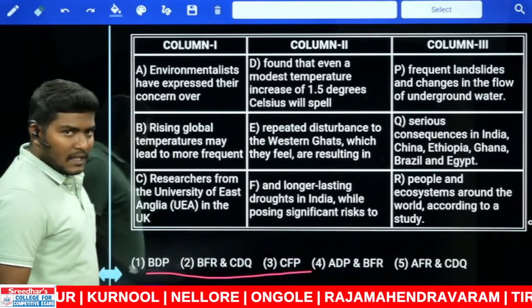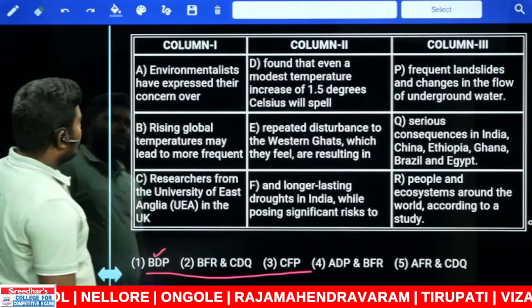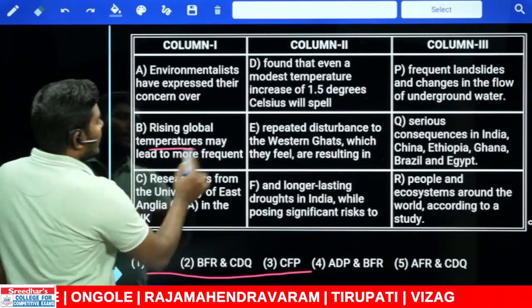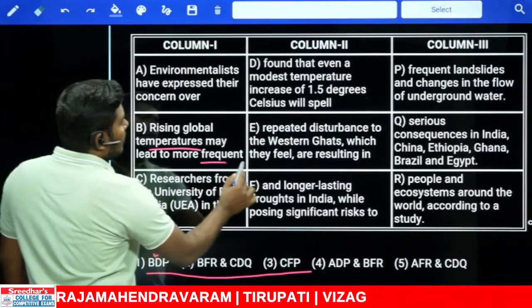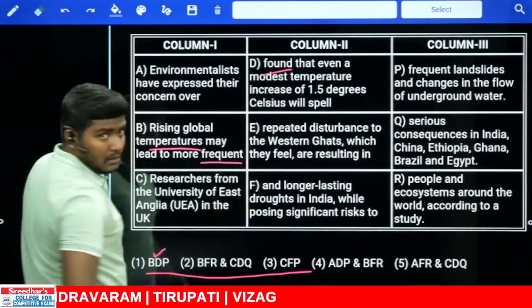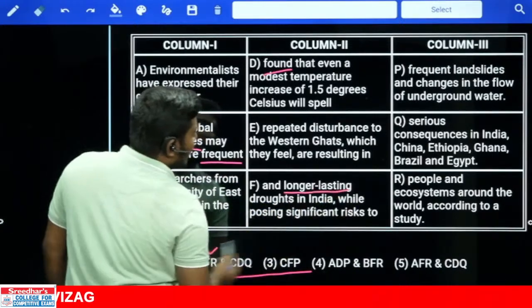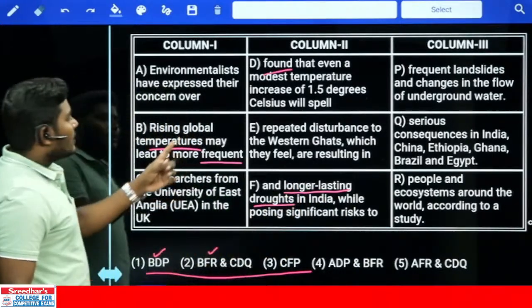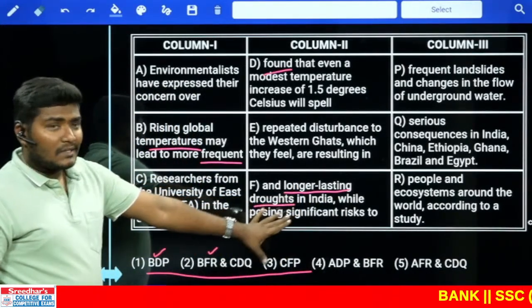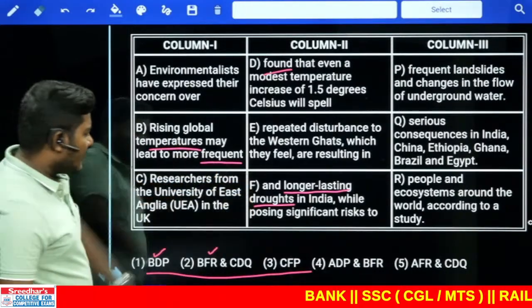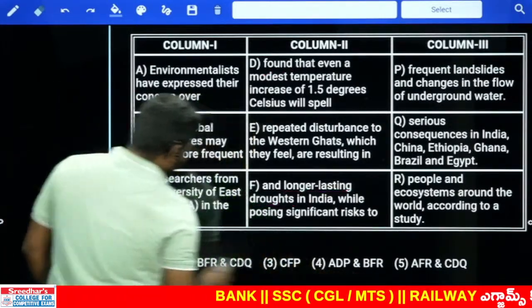B is here, B is here. Let us check with B. BD. Let us check with BD. What is there? Rising global temperatures may lead to more frequent dash. Is that possible? No. What is another one? BF. More frequent and longer lasting droughts. Because of the global temperature, there can be longer lasting droughts. Is that possible? BF is fine. So most probably our answer should be this one.